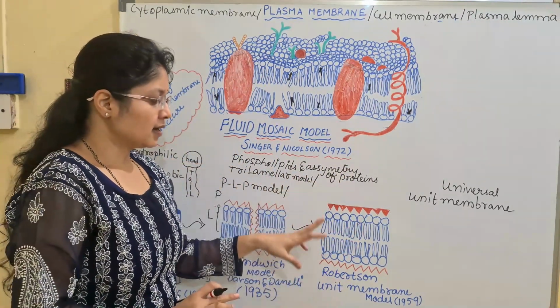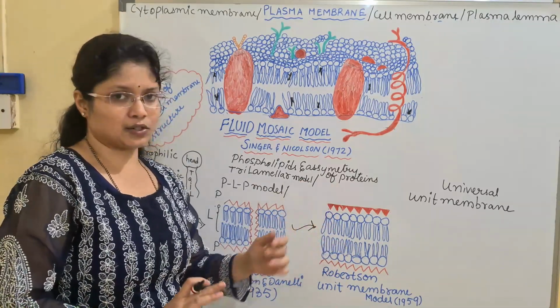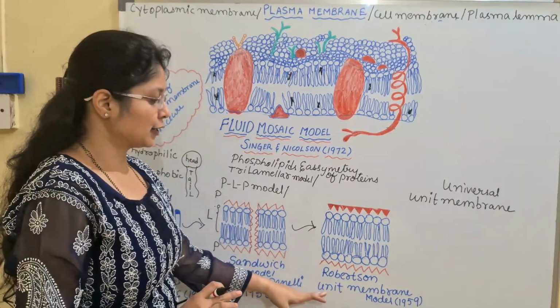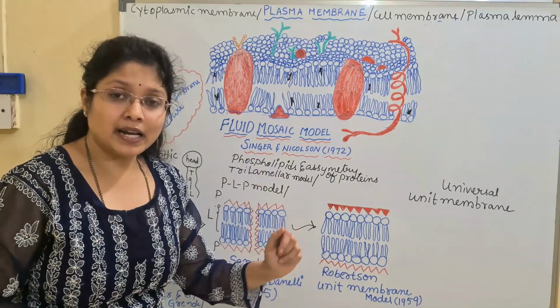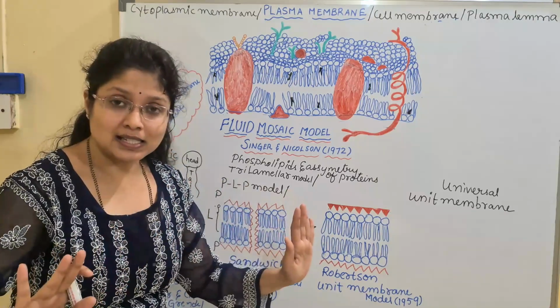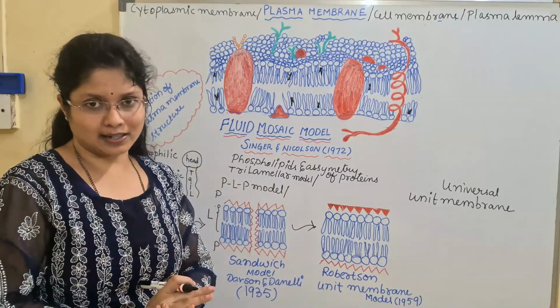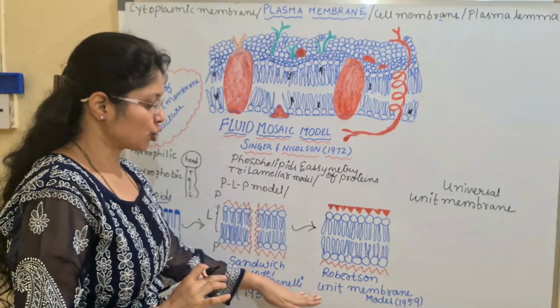Each layer will resemble this particular structure that was given by the scientist Robertson. So this is the universal unit membrane, and it is present over all the cells along with the cell organelles. This was given by scientist Robertson.